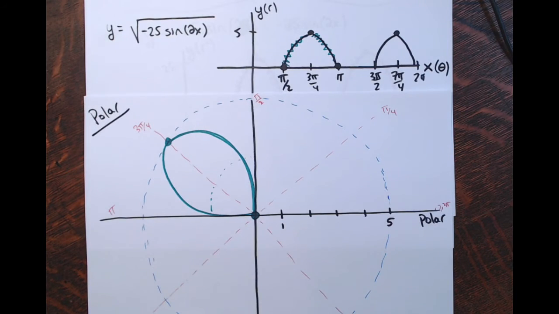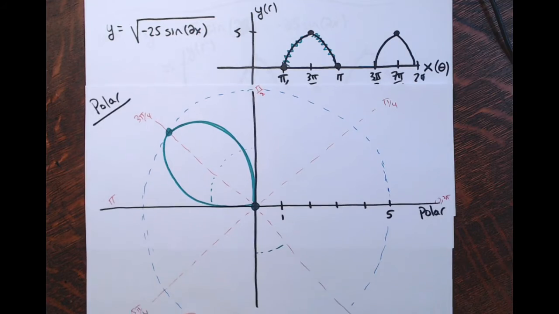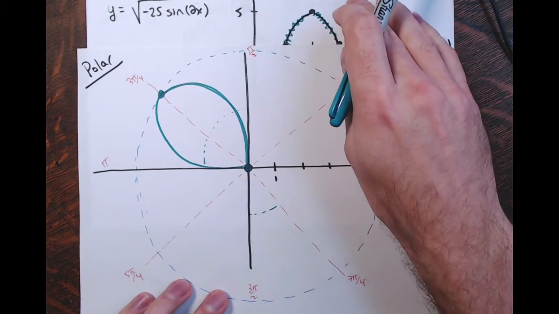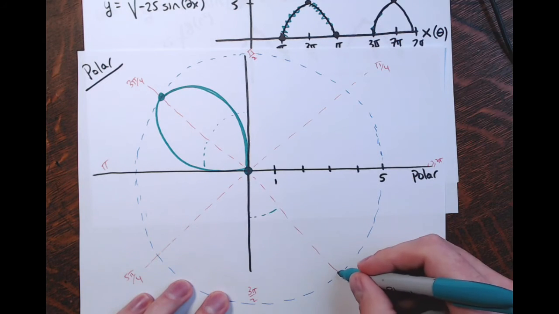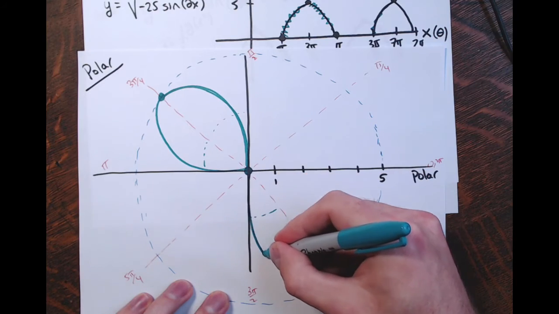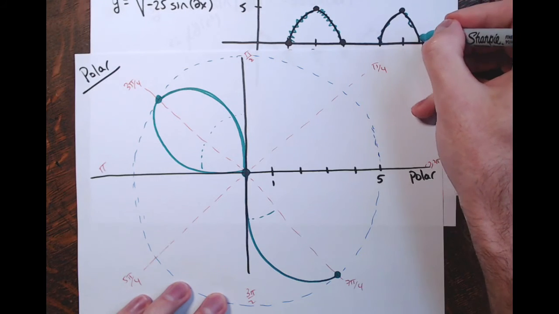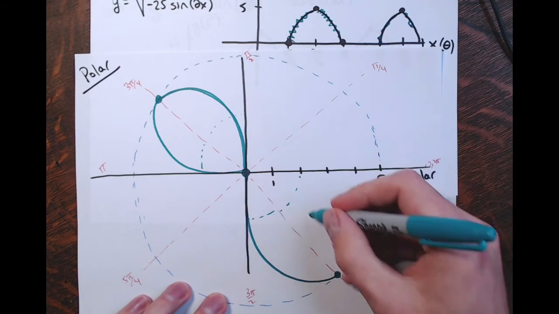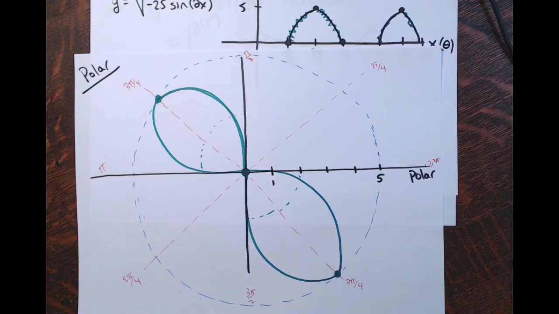Then between pi and 3 pi over 2, no graph. Those values of theta were bad. Then between 3 pi over 2 and 7 pi over 4, between here and here, this part of the curve, I'm going from r equals 0 to r equals 5 again. So basically it's like this down here. And then from 7 pi over 4 to 2 pi, between here and here, I'm going back down to 0. And there's your figure 8. There's your lemniscate, this infinity symbol.